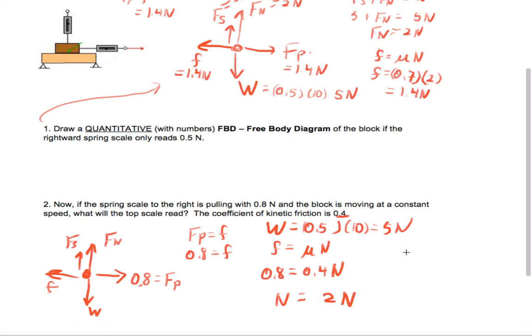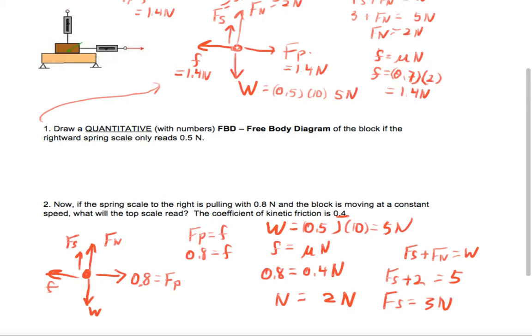Let's balance our forces in the vertical direction now. I have Fs plus Fn balancing weight. I have an unknown spring force. I've got 2 newtons here and 5 newtons at the bottom. So I'm actually getting a spring scale force of 3 newtons. Once again, interesting. It seems that they got a very similar answer for the forces. So I guess that works out. All right.